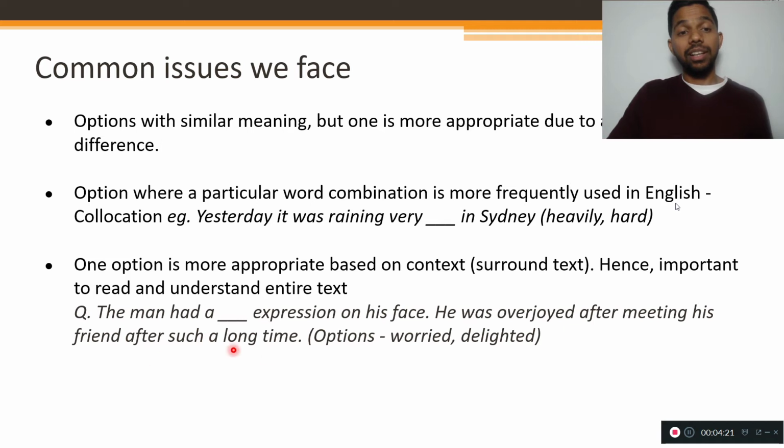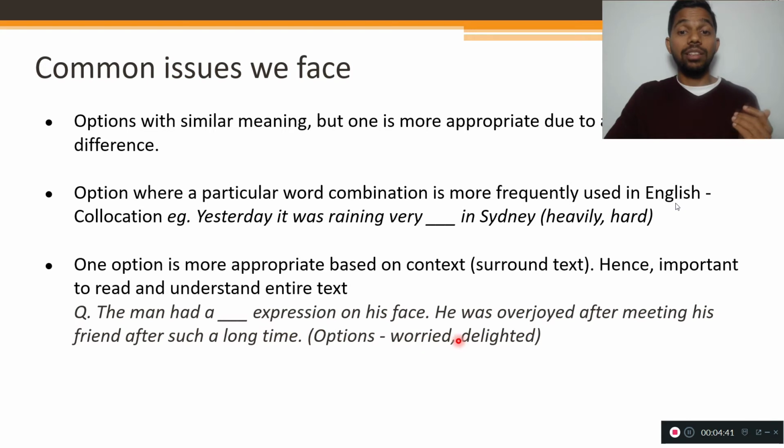In this particular example, we have two options. One is worried and one is delighted. Just by grammar, or just by looking at the sentence in isolation, both could be correct. The man had a worried expression on his face, or the man had a delighted expression on his face. Both sound correct.